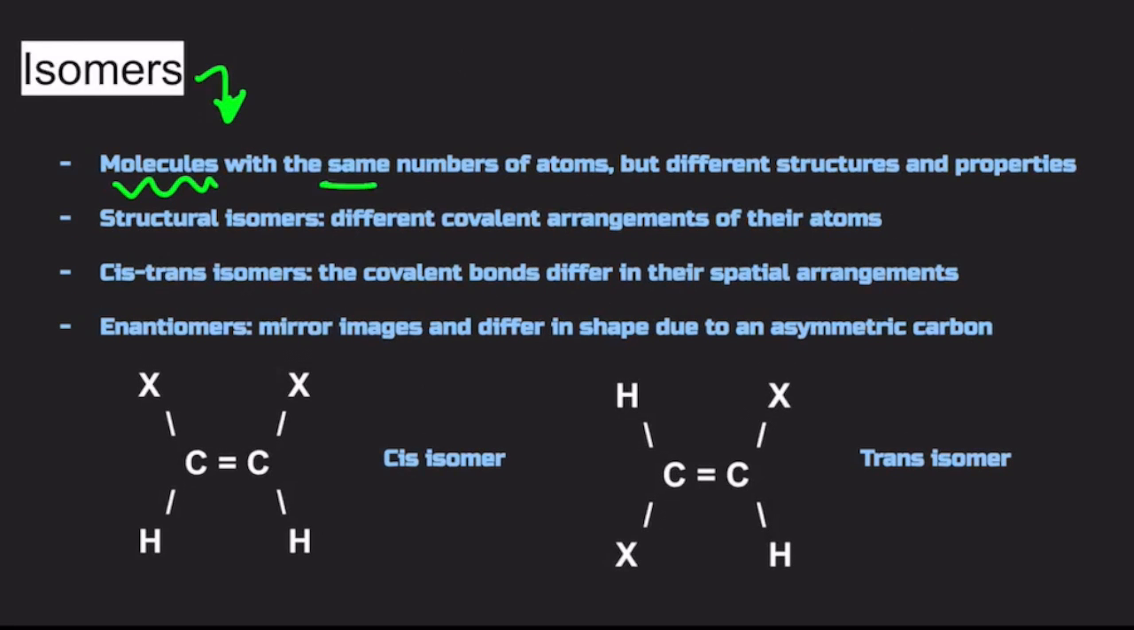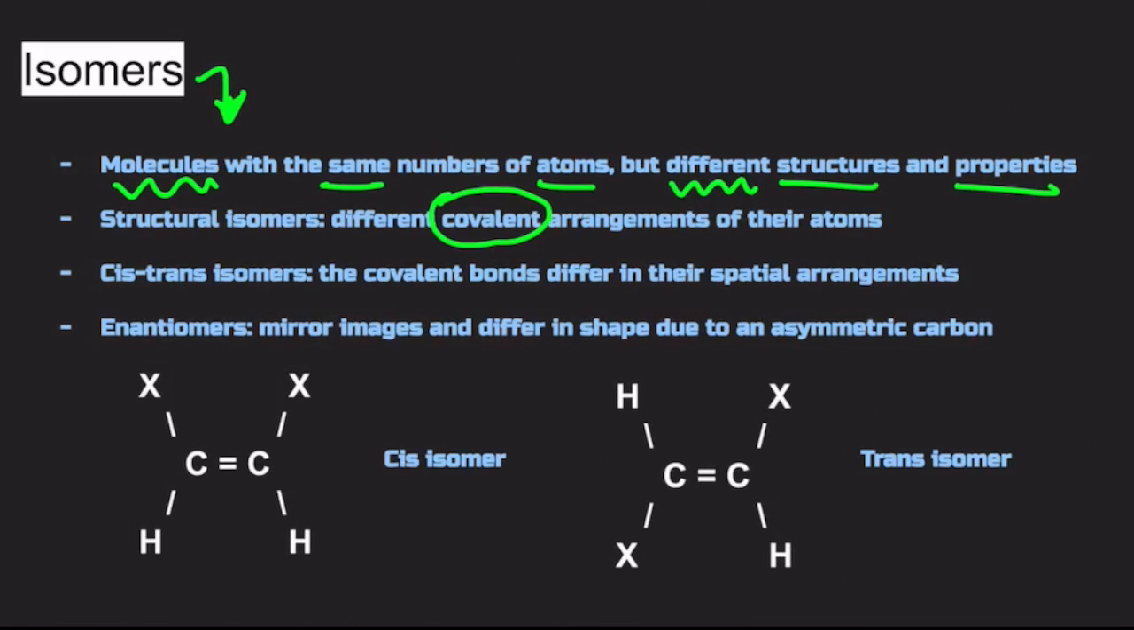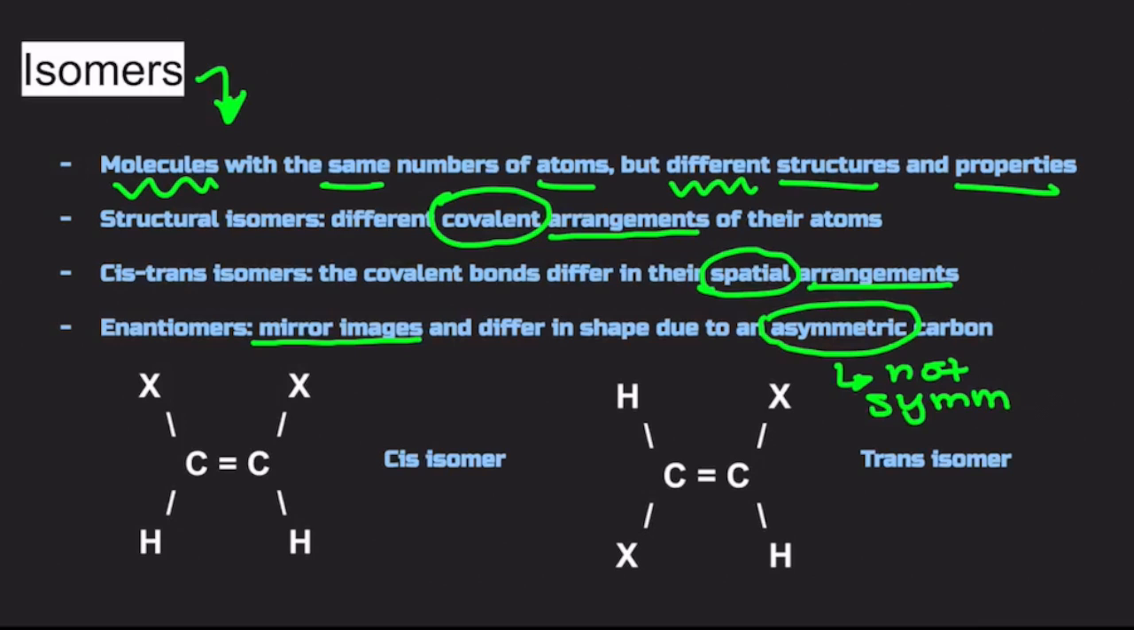They are molecules with the same number of atoms but different structures and properties. So there are 3 main types of isomers: structural isomers, which have different covalent arrangements of their atoms; cis-trans isomers, where the covalent bonds differ in their spatial arrangements; and enantiomers, which are mirror images and differ in shape due to asymmetric carbon. So the diagram below shows a cis and trans isomer. As you can see, they're mirror images of each other.